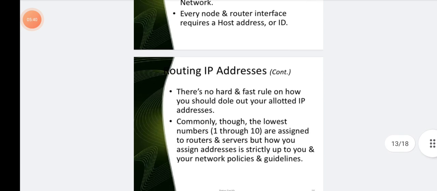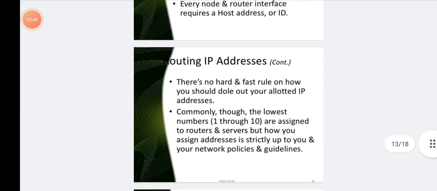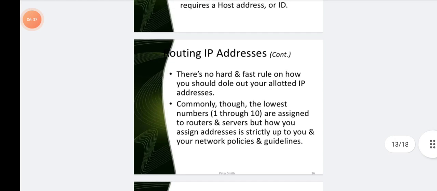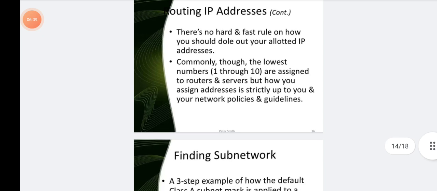Routing IP address. There is no hard and fast rule on how you should dole out your allotted IP addresses. Commonly, though, the lowest numbers, 1 through 10, are assigned to routers and servers, but how to assign addresses is strictly up to you and your network policies and guidelines.